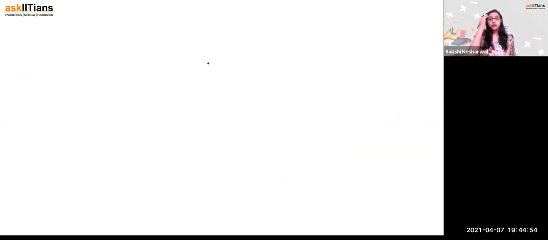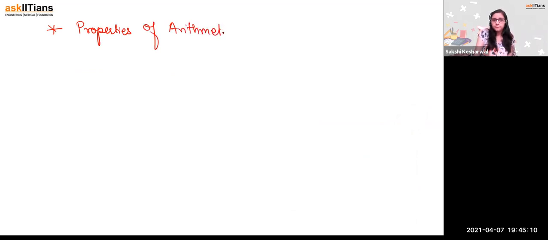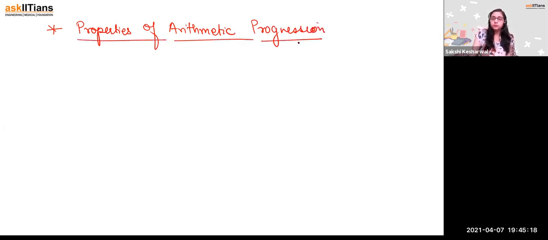First, in the last session there were some properties of arithmetic progressions that we had left to discuss. So let's discuss the properties of arithmetic progression. These properties are very important, and you should know them. So let's go with property number one. What does property number one say?